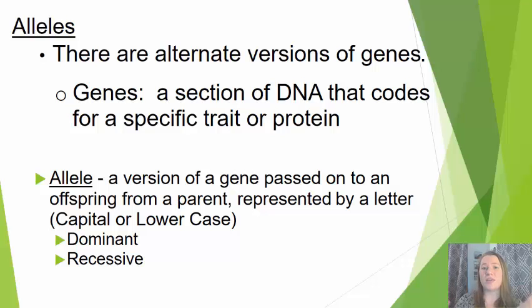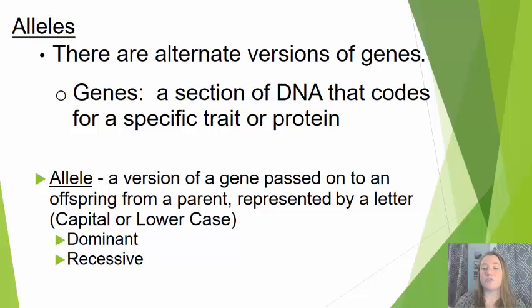Now, within the genome of an organism, you have the genes, or a section of DNA, that codes for a specific trait or a specific protein. Now, not all genes that code for, say, eye color are all the same. There are some alternate versions of these genes, and those are called alleles. So an allele would be the version of the gene for eye color that codes for, say, blue eyes, versus the allele for the gene for eye color that codes for brown eyes.